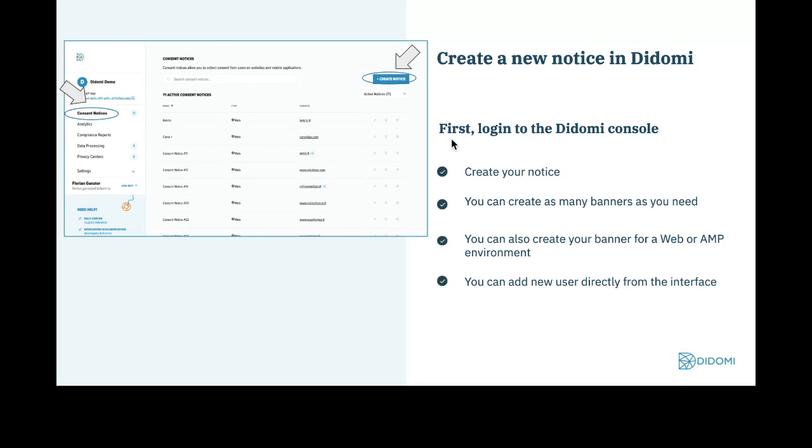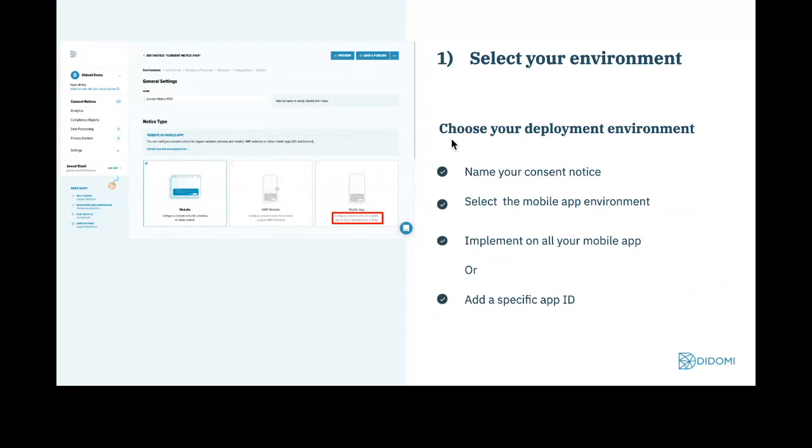So the first step of your banner creation is selecting your environment. First, you need to name your consent notice and then select an environment. As you can see, we have several environments in which you can deploy your consent notice. You can deploy your notice on your website, on AMP, but here for your Unity banner, you will need to select the mobile app environment. You will also have to add your app ID.